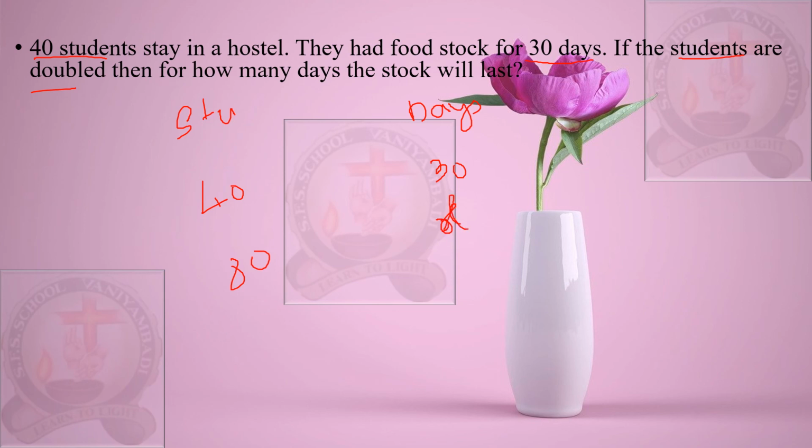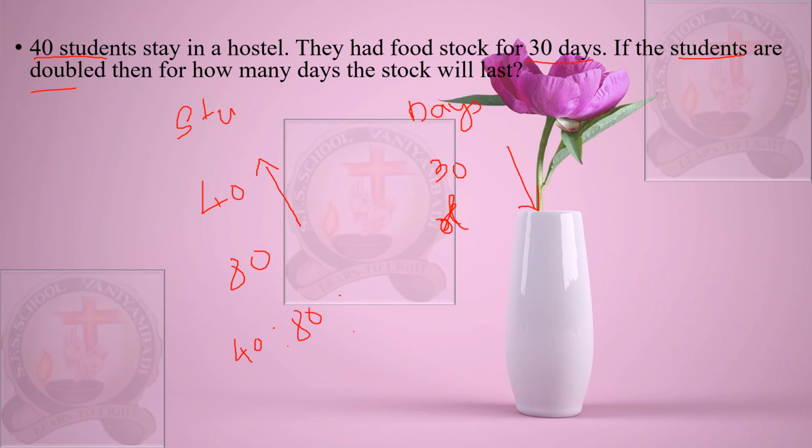So let me assume that as x. That x is the number of days the food will last. Now we need to understand whether it is an indirect proportion or direct proportion. How can we understand? First the students were 40, then it is increased to 80, so it's an arrow mark up. If the students are increased, definitely the food will reduce. If they eat more, the food will last for a shorter period.